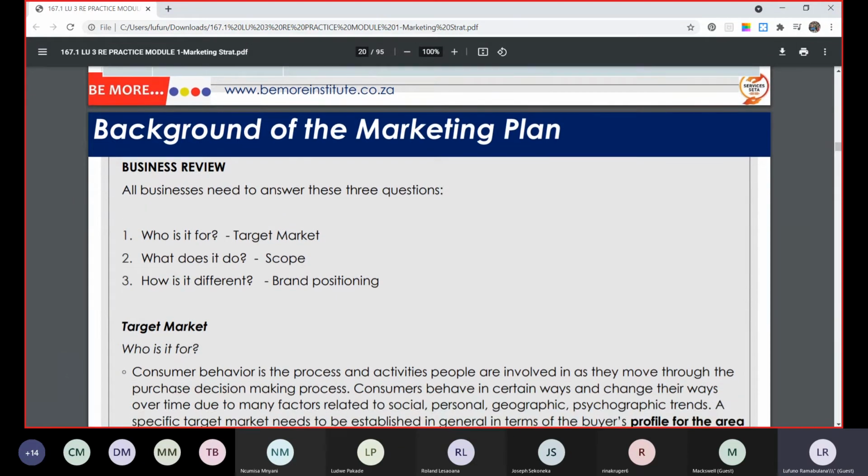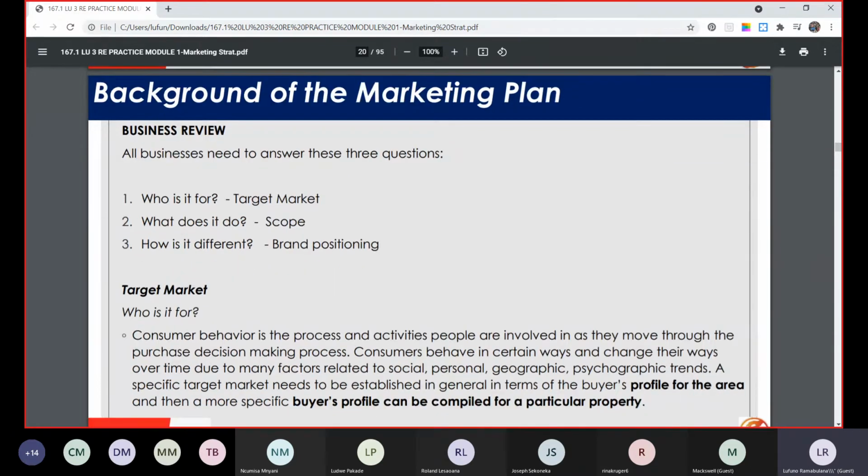So in business review, these are the different questions that you need to be able to answer, and three to be specific. Who is it for? Who's the target market? What does it do? What is the scope? How far do we go? How is it different? Your brand positioning.